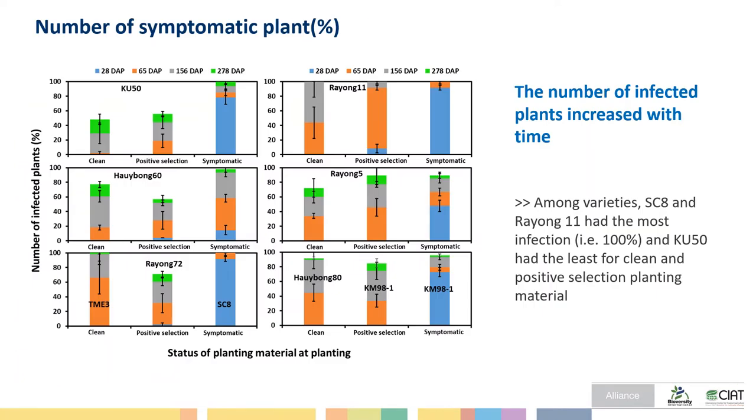This is the result of symptomatic plants. By this result, all plants from symptomatic plant material developed symptoms by the end of the season for all genotypes tested. Among varieties, SC8 and Rayong 11 had the most infection, 100%, and KU50 had the least for clean and positive selection planting material, and the number of affected plants increased with time.